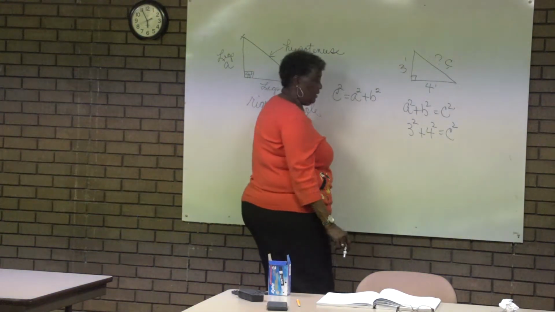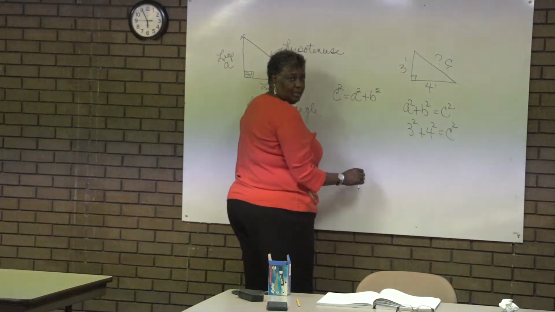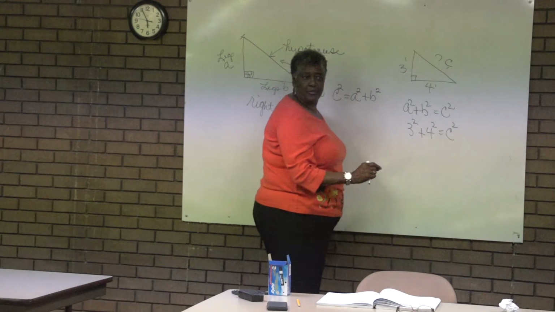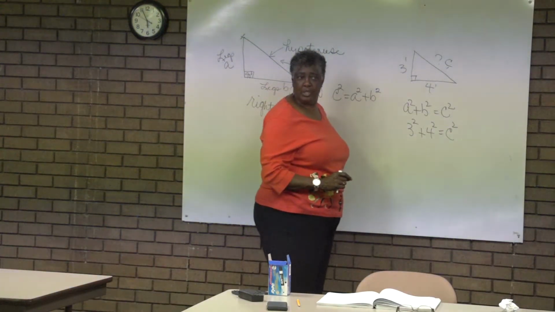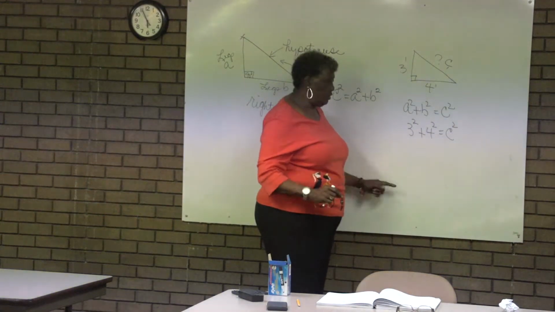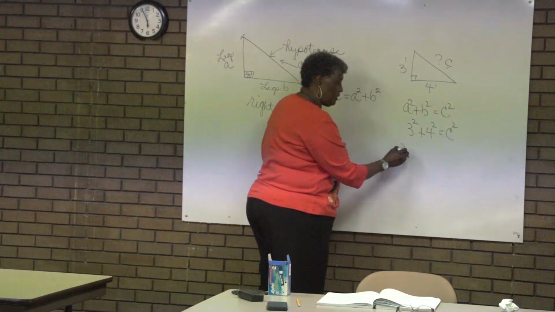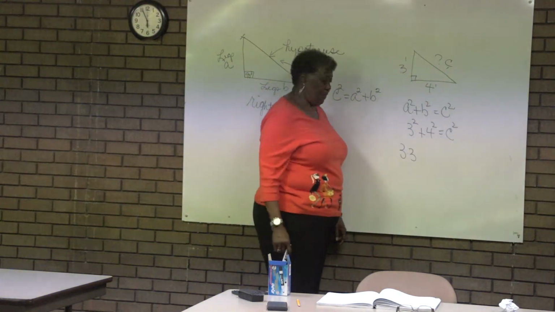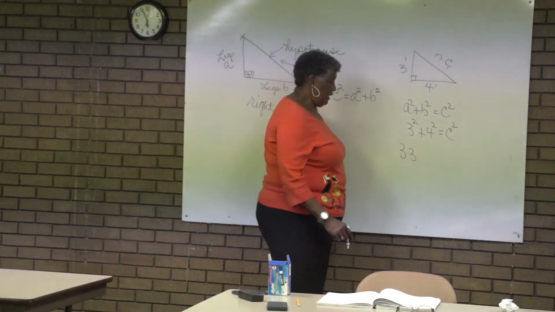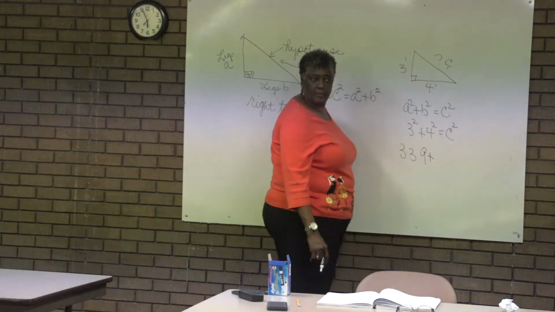Okay? 3 times itself is what? I knew somebody would say that. 3 times itself, not 3 times 2. 9. 3 times 3. And you have to make sure that you're not using this 2 to multiply. This 2 tells me how many times to write the 3 down and multiply it times itself, okay? So that's 9. What's 4 times itself?